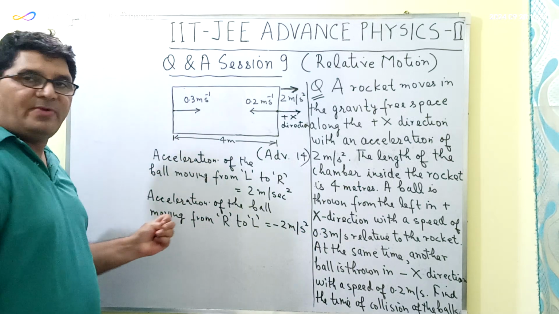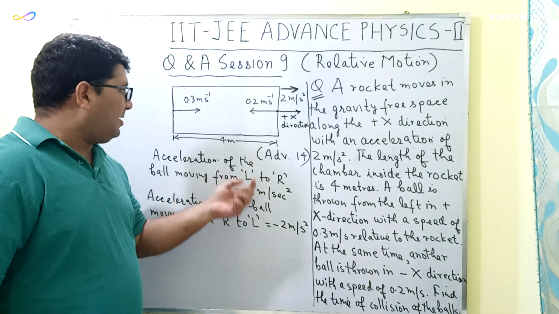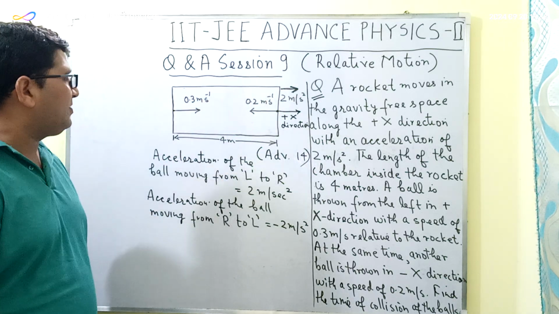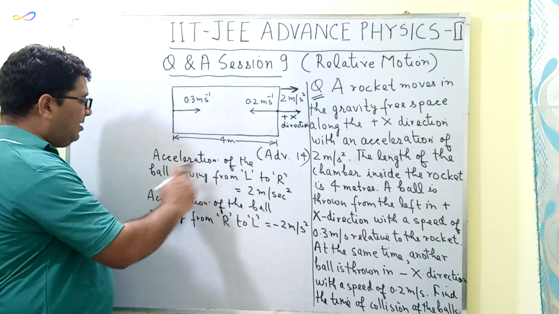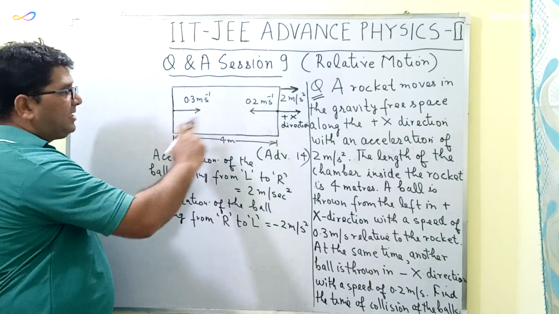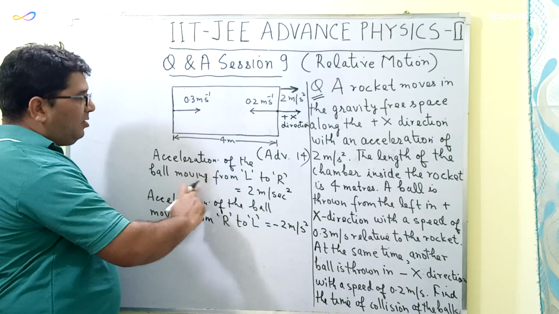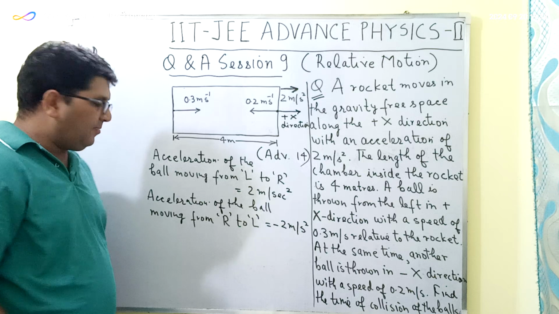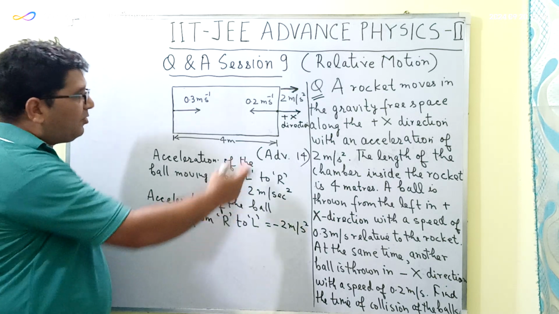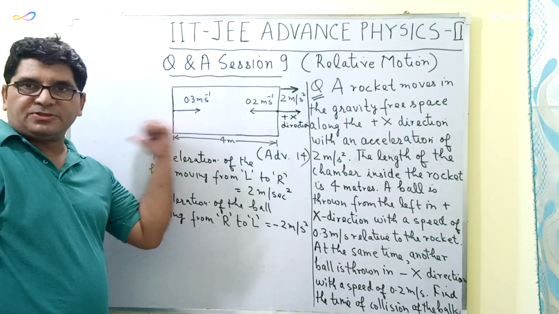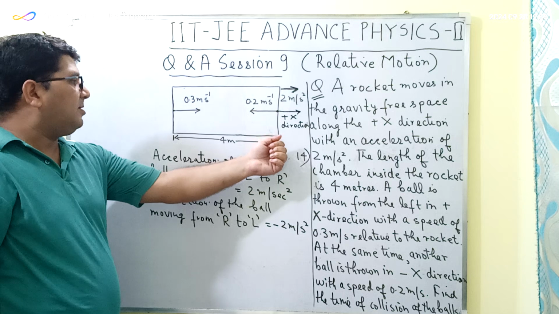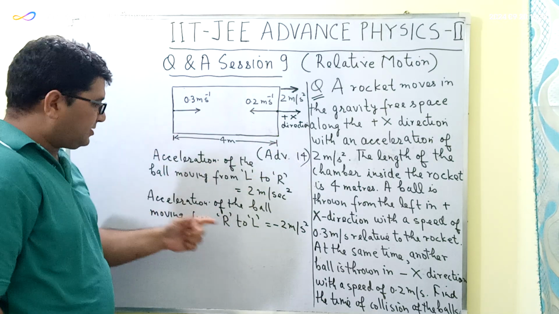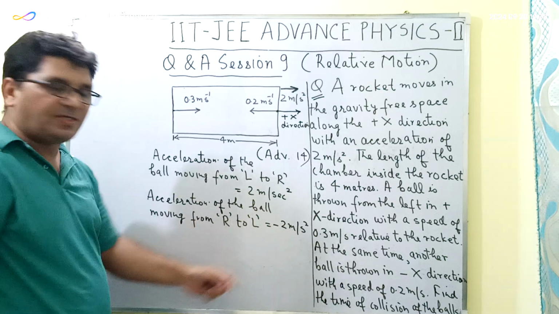See, acceleration is a vector quantity, and here in this case, since the rocket is moving in the positive x direction, the acceleration of the ball which is moving from left to right will also be equal to 2 meter per second square, whereas the acceleration of the ball which is moving from right to left, that is in the opposite direction, or we can say in the negative x direction, will be equal to minus 2 meter per second square.